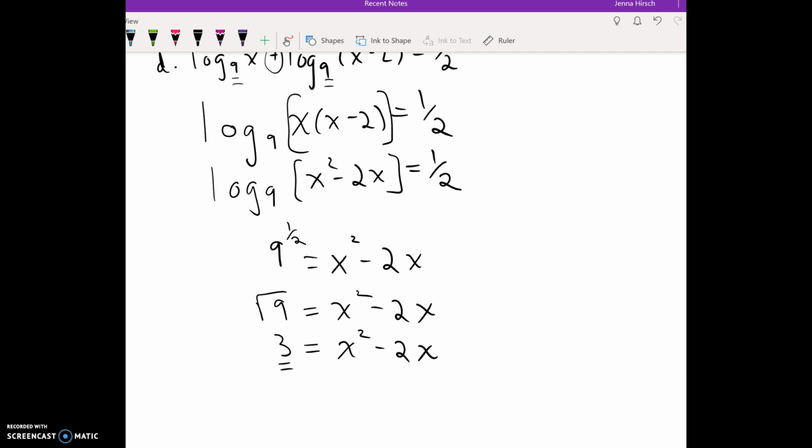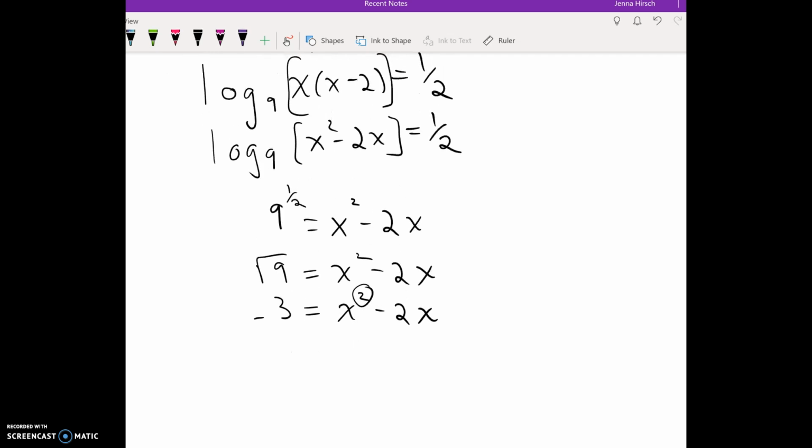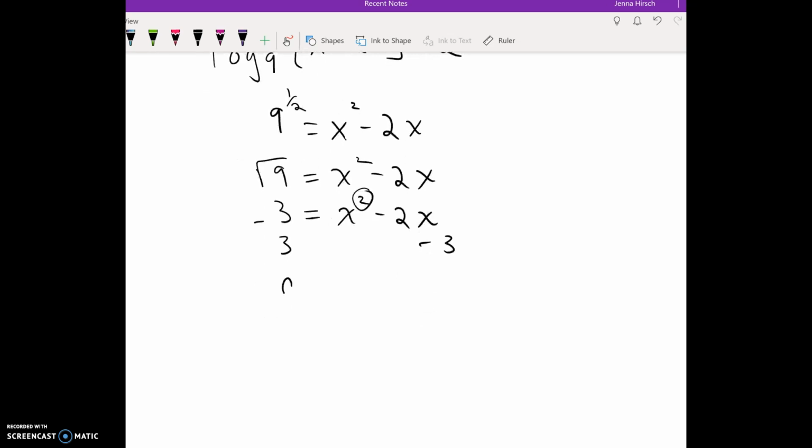Hopefully you can see that this is quadratic. We have a second degree equation over here. So knowing it's quadratic means we want to get 0 on one side and everything else on the other side. So we're going to subtract 3 from both sides of the equation to get it in standard form. This is what we have now: 0 is equal to x squared minus 2x minus 3. And again, because it's quadratic, we're going to have two solutions. The solutions here are found fairly easily because this is factorable.